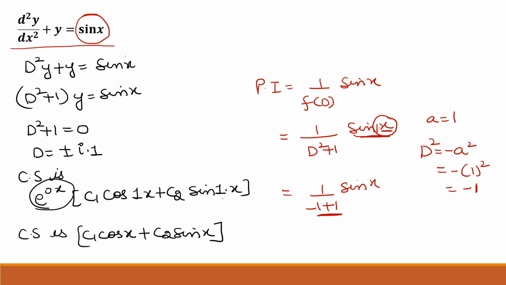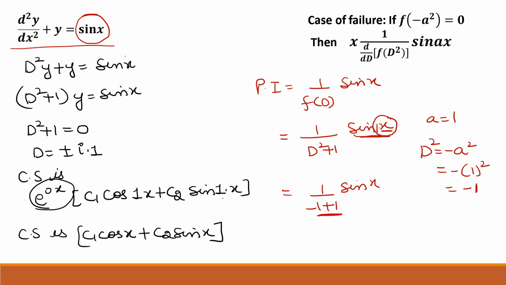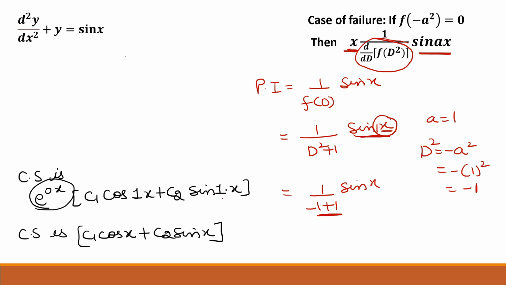So that means this is a case of failure. Okay. So in case of failure, what do we need to do? The same thing which we have done for the exponential. So here we will multiply by the independent variable x from the left hand side, and we will differentiate this function with respect to d, and again we'll proceed according to the sin ax rule. Let's see how. Because this is my f of d, and because we are getting 0 after placing d square equals minus 1, we will multiply by x from the left hand side, and we will differentiate this.